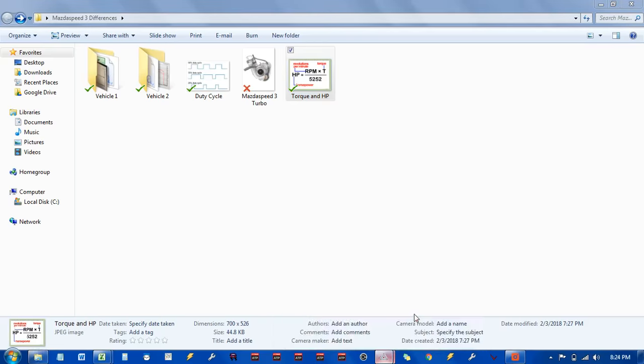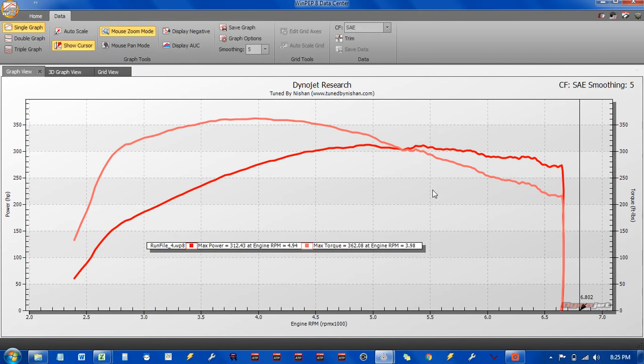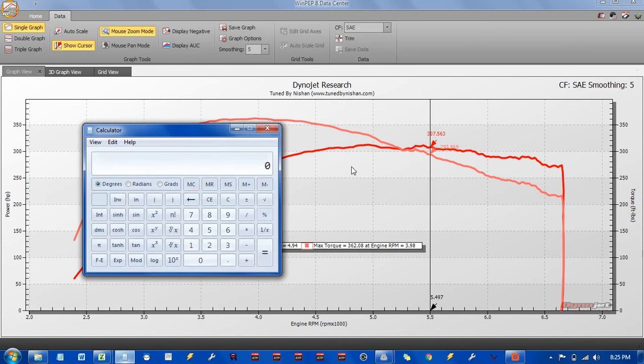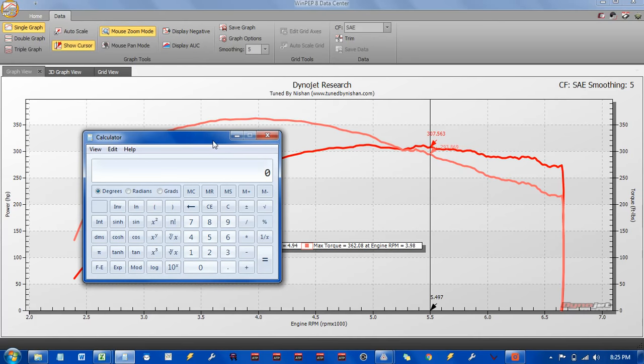And so we can actually see, by looking at the dyno graph from vehicle number two, a quick example here. At 5,497 RPM, the engine is producing 293.86 foot-pounds to the wheels. So 293.86 multiplied by 5,497 RPM divided by 5252 is equal to 307.57 horsepower. And you can see that that exactly matches what the dyno has measured as horsepower to the wheels.